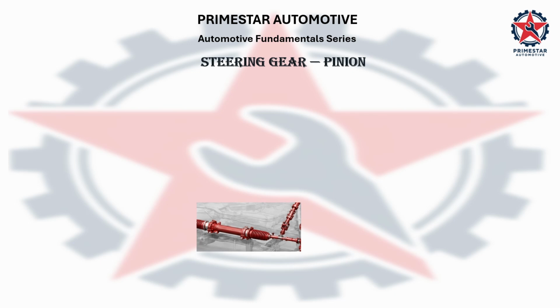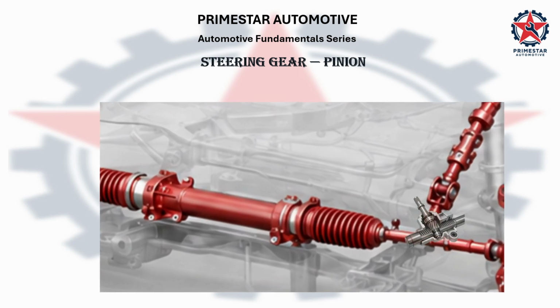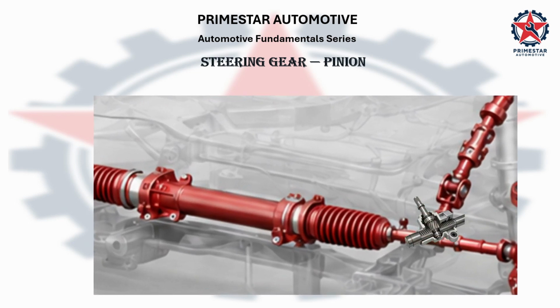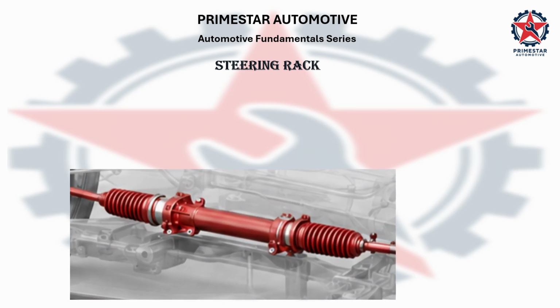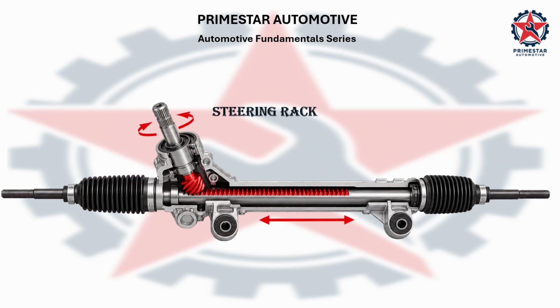At the steering gear, the shaft connects to the pinion gear. When the steering shaft rotates, the pinion gear rotates with it. The pinion gear meshes with the tooth section of the steering rack. As the pinion rotates, the rack shaft moves horizontally left or right. Next is the steering rack. This converts the steering wheel's rotational movement into the rack shaft's linear movement.